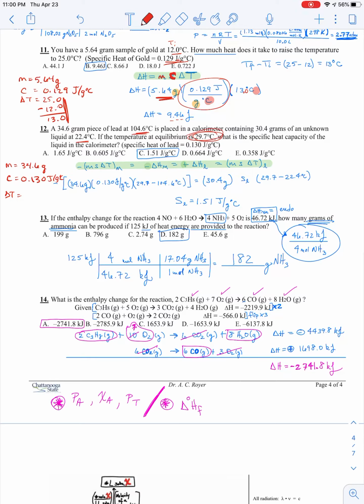Let's see, here's the equilibrium. That's the temperature that they both are. So that's the final temperature. And then here's the initial temperature. The initial is 104.6. And then I'll go ahead and solve it. So 75.1. Nope, 85.1. No, it's 75.1. Sorry.